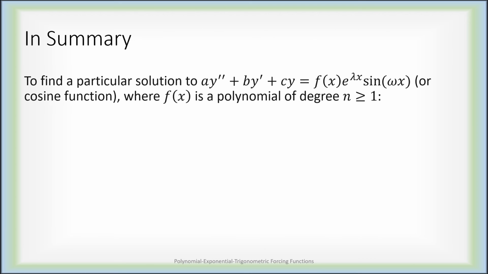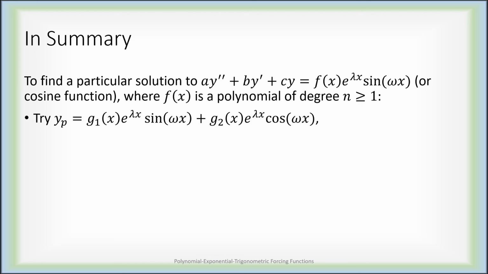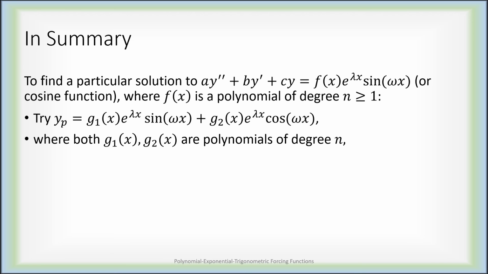Altogether, where are we? If you want to find a particular solution to a linear second-order differential equation with constant coefficients, where the forcing function is a non-constant polynomial combined with exponential and/or trig terms, suppose your particular solution has the same form, g1(x) e to the lambda x sine omega x, but don't forget g2(x) e to the lambda x cos omega x, where both g1 and g2 are polynomials of the same degree as the polynomial f of x that you were hoping to get out.